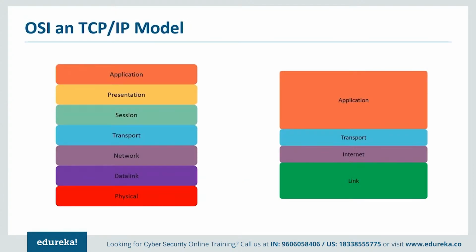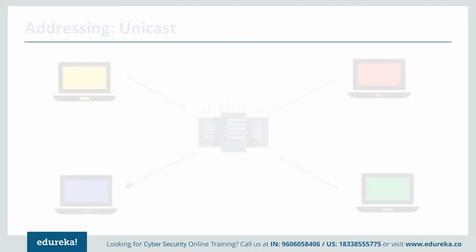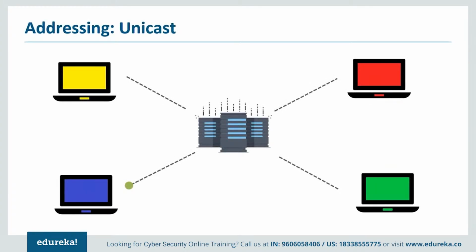Okay, now that we're done with the User Datagram Protocol, let's talk about addressing modes. Addressing modes are how you address a packet to your different destinations. There are three kinds of addressing modes. The first kind is unicast. This is a pretty simple one to understand. There's one destination and one source, and the source sends the packet to the destination.